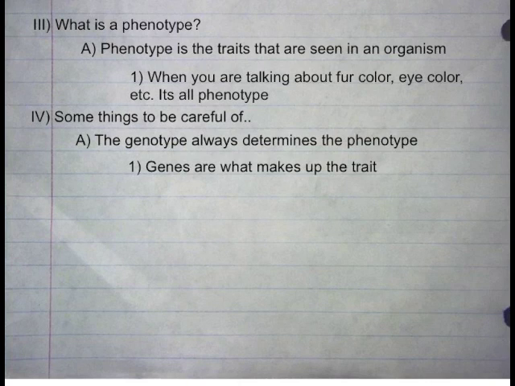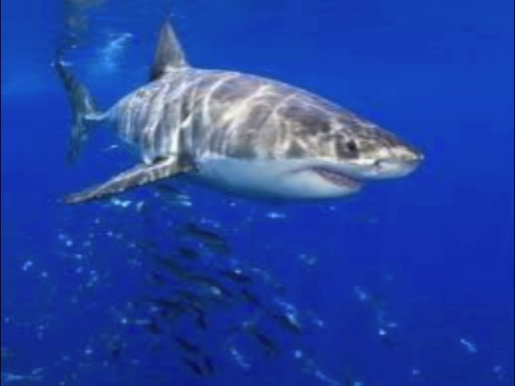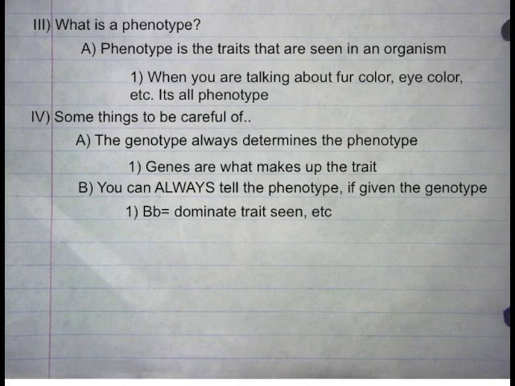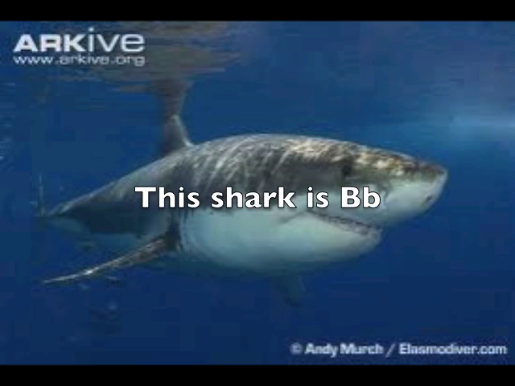Some things to be careful of. The genotype always determines the phenotype. Genes are what makes up the trait. Remember, you can't have a trait without genes, so the genes always make up what we see in an organism. You can always tell the phenotype if given the genotype. For example, big B, little b equals the dominant trait is seen. I can always tell what trait is going to be seen if I'm given the genes for it. For example, if I'm given big B, little b, or big B, I can figure out the determining trait.